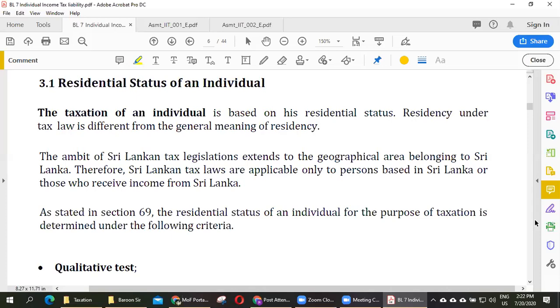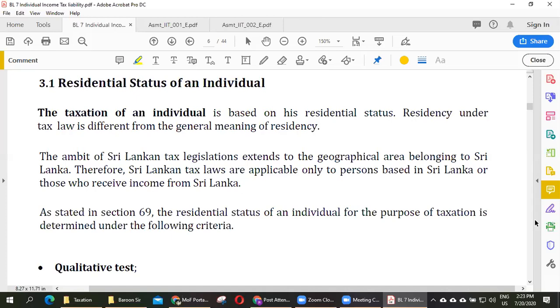He is a resident. The answer is resident. Yes, Yogaraja, resident. Because it does not matter whether he is Sri Lankan, Indian, or British. The matter is how many days he spent in Sri Lanka, right? When we count the days, we have to count how many days he has spent in Sri Lanka. If the number of days spent in Sri Lanka exceeds 183 days, then he is a resident and he is liable to pay tax, right?